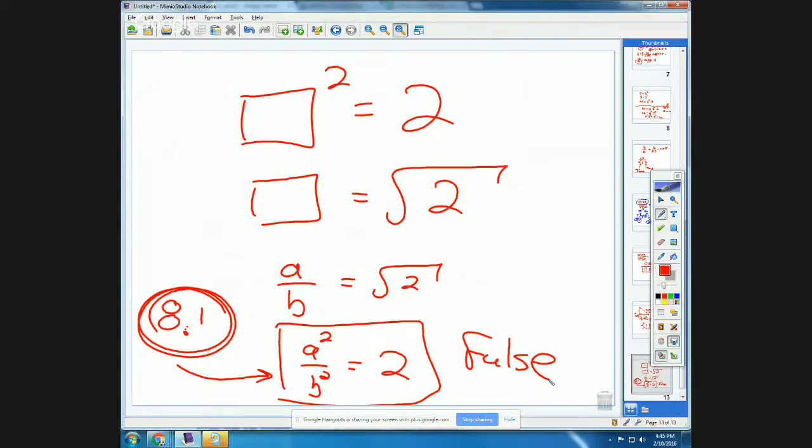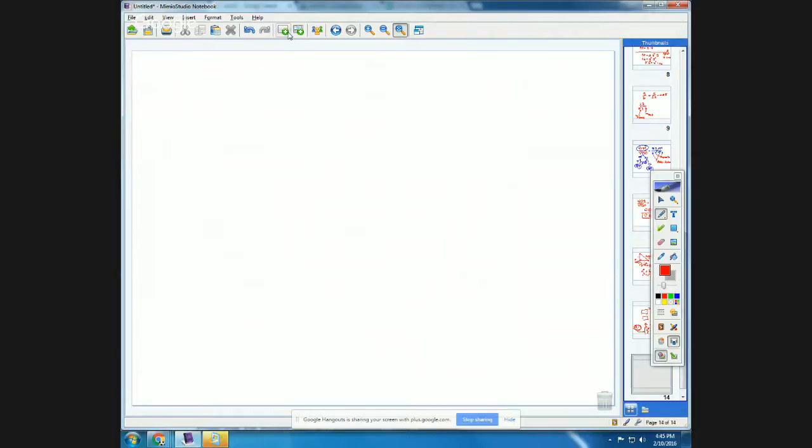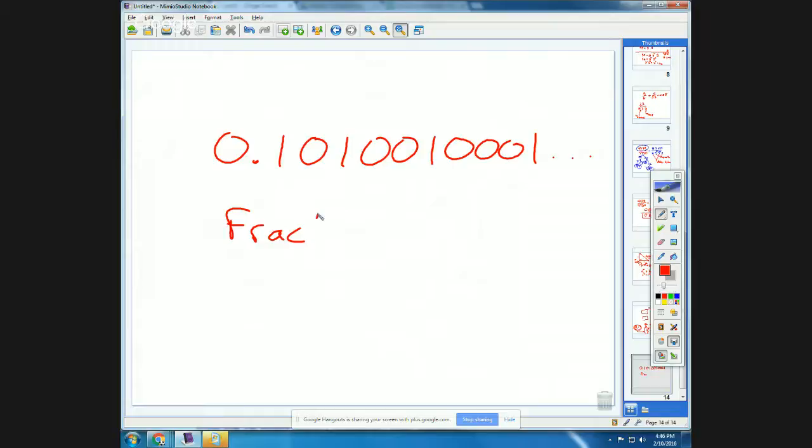One more thing and then I'll shut up. So they didn't like this. Check out this number right here: 1, 0, 1, 0, 0, 1, 0, 0, 0, 1. You guys can continue this pattern, right? So dot, dot, dot, continue. There are numbers like the square root of 2 which can't be fractions. Then there are numbers like 1/3 and 1/2 that clearly are fractions. Is this number a fraction or not?